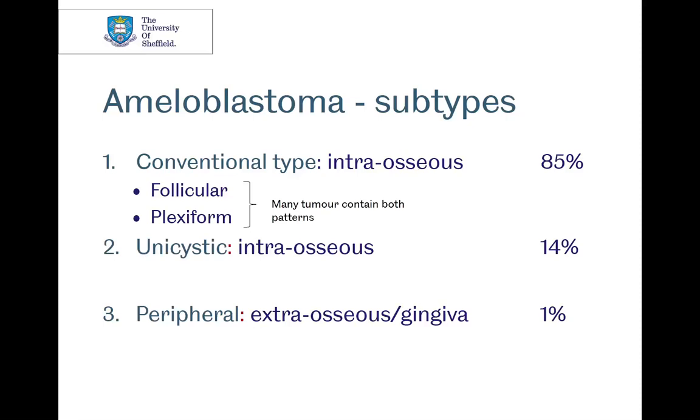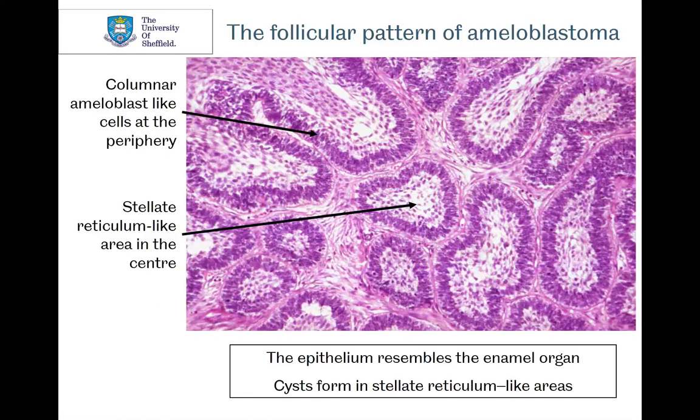And in practice, we find that most tumours will have areas of both of these histological appearances, and which one dominates doesn't dictate how the tumour behaves or anything like that. So this is a follicular pattern of ameloblastoma.